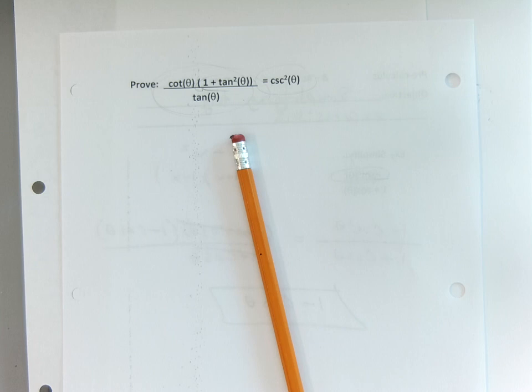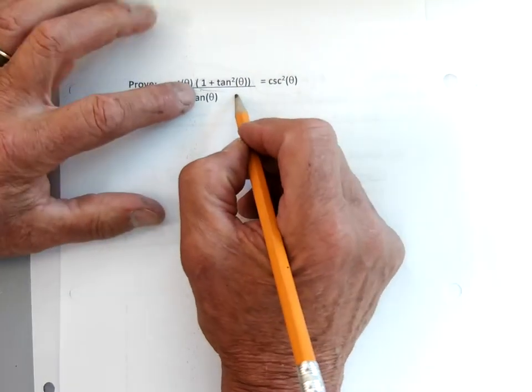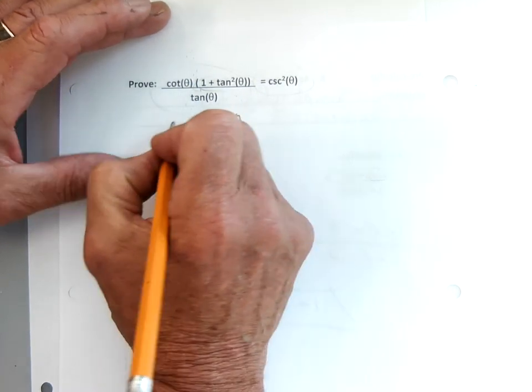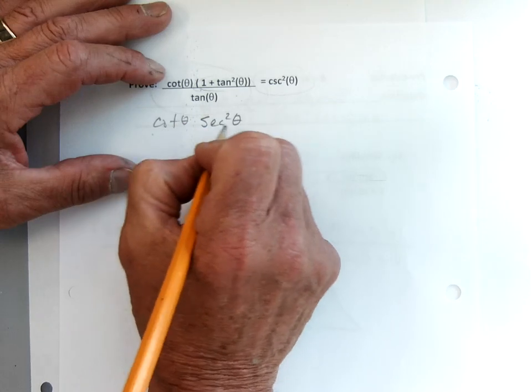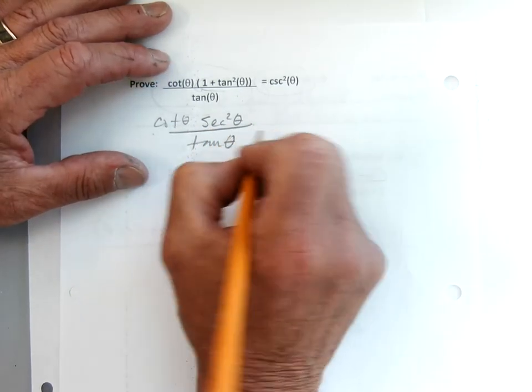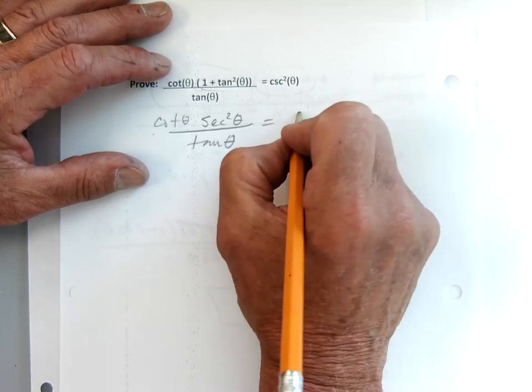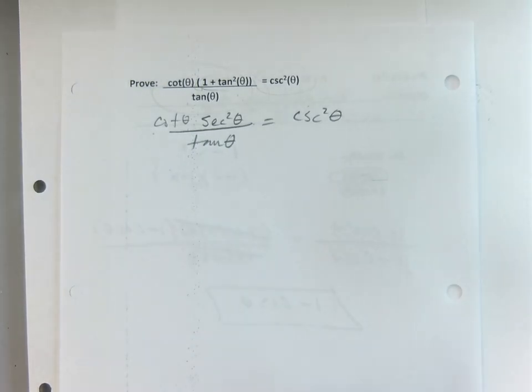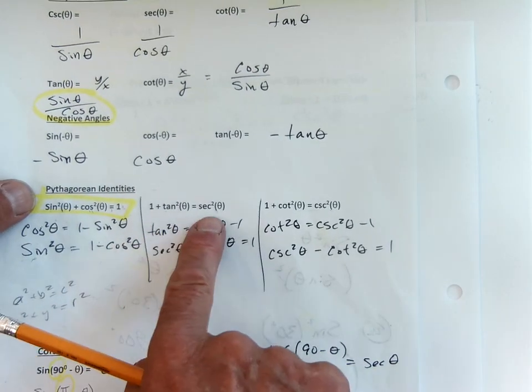All right, where's my identities? Well, darn it, I lent my identities out to a student and I don't have them. Okay, I'm pretty sure this is a secant squared theta cotangent theta over a tangent theta equals a cosecant squared theta. Okay? Oh, I found it. Hold on. Good. I do have it. Hold on. 1 plus tangent squared. It's secant. I do have it.